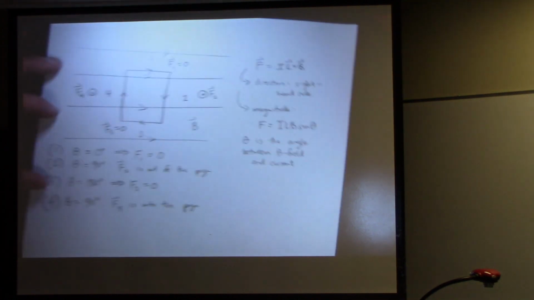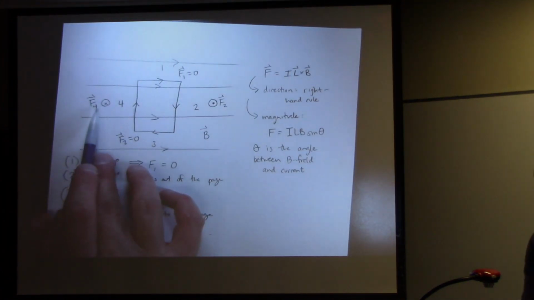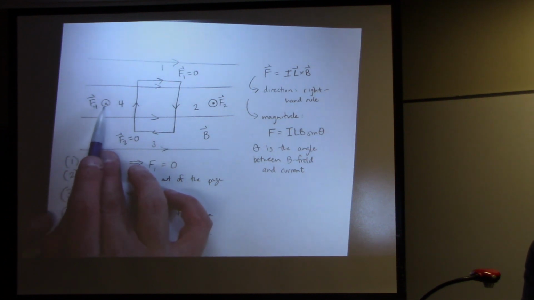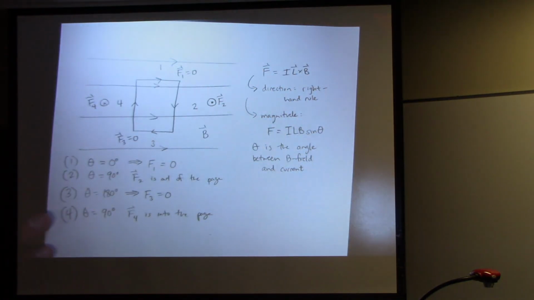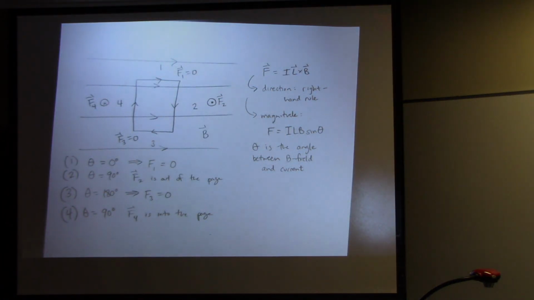How do I show on a diagram that I have a vector going into the page? Well, this is the symbol. It's a little X with a circle around it. Again, in this case, think of it as an arrow traveling away from you. That's what that's meant to represent.